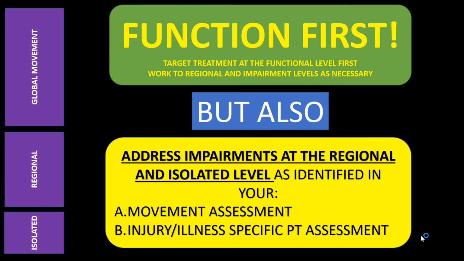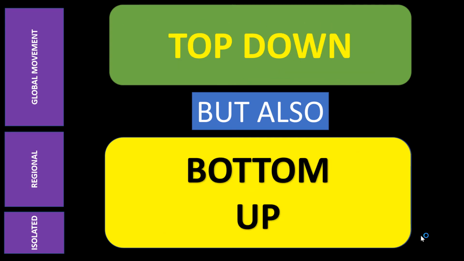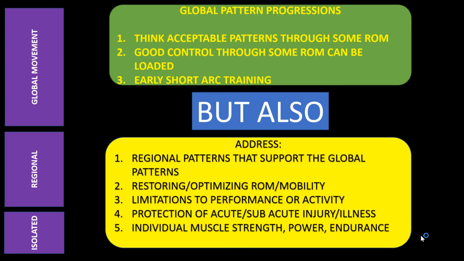So this is where we go from top down, bottom up. Our top down exercises are our global functional exercises. Bottom up exercises are the impairment level, regional or isolated type exercises that we would do to support the global functional level. So what does this look like from an actual pattern perspective and an exercise selection perspective?